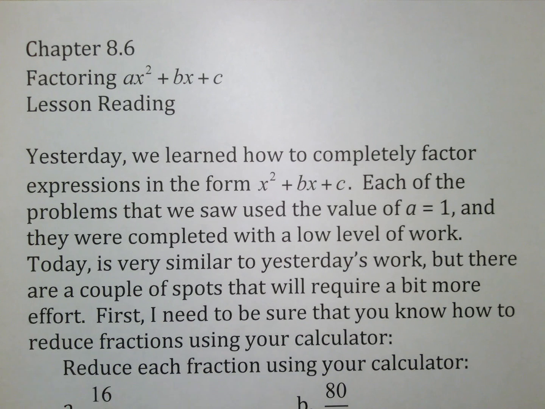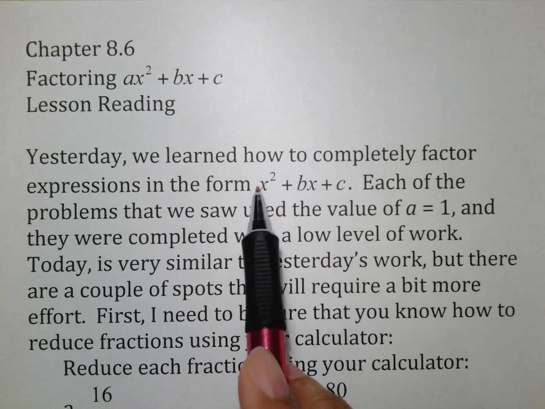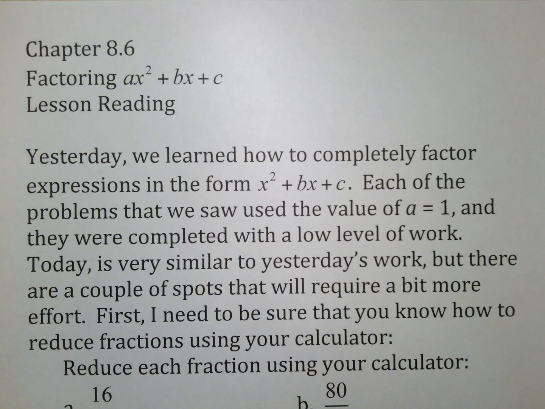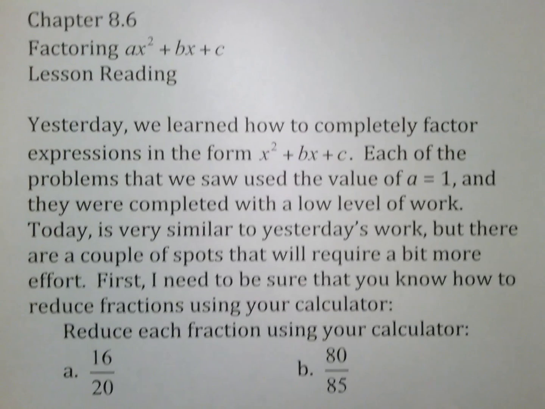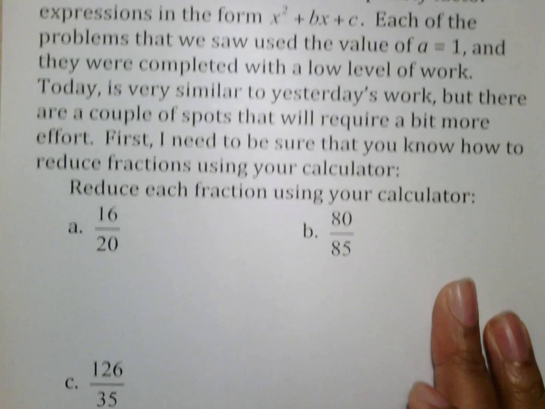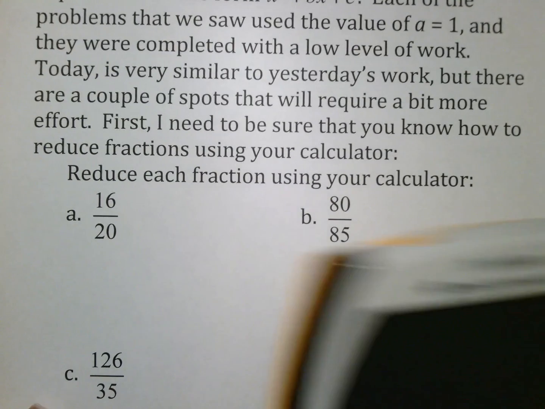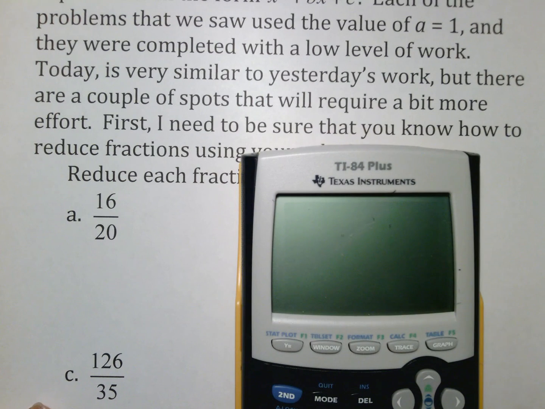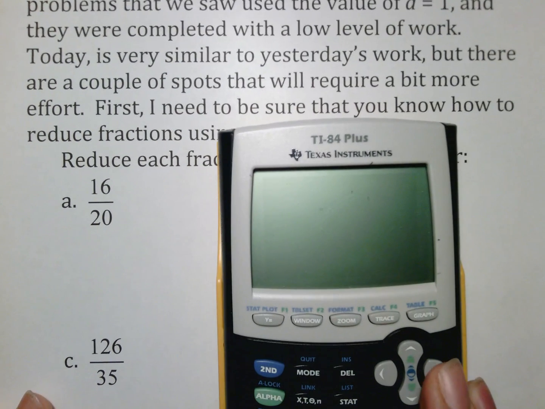Talking about today, 8.6, yesterday we learned how to completely factor expressions with x squared plus bx plus c. Each of the problems that we saw used the value of a equals 1, which is right there, and they were completed with a low level of work. Today is very similar, but there's just a couple of spots that require a bit more effort. First, I need to make sure you know how to reduce fractions using your calculator. So please make sure your calculator is out and that you're doing this with me so that you don't get caught up on this later.